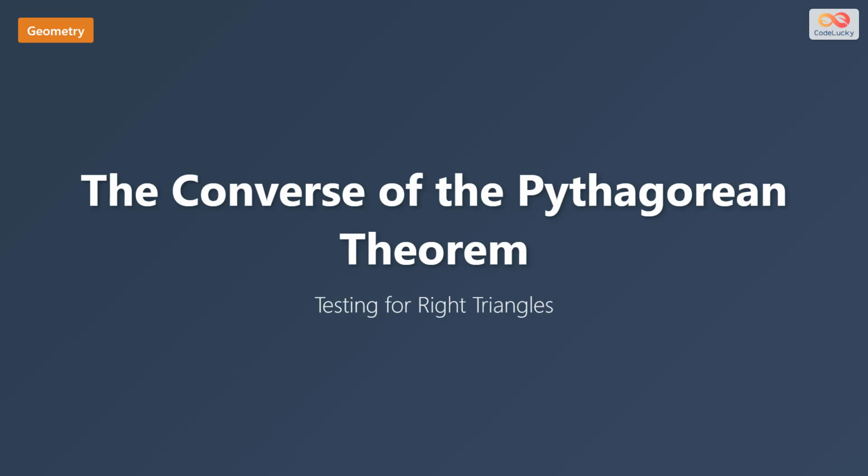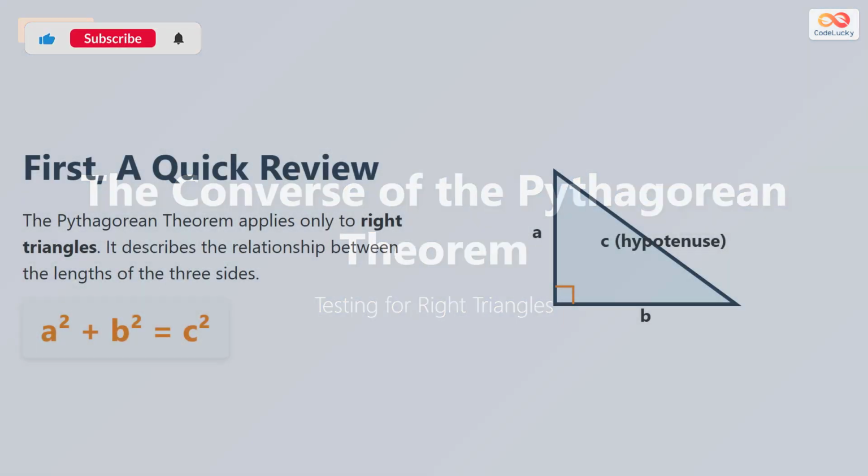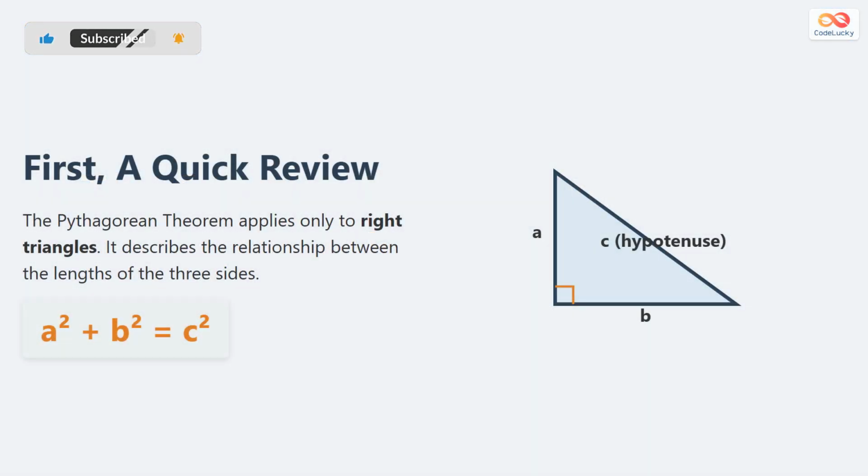Hello and welcome. In this video, we'll explore the converse of the Pythagorean theorem, a powerful tool for testing whether a triangle is a right triangle. First, let's remember the original Pythagorean theorem. It states that in a right triangle, the square of side a plus the square of side b is equal to the square of the hypotenuse, side c. The formula is a squared plus b squared equals c squared.